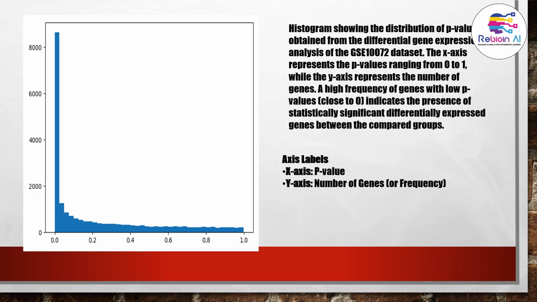In contrast, genes with higher p-values are less likely to be significantly differentially expressed overall. The histogram confirms that the dataset contains a substantial number of significantly differentially expressed genes, supporting the reliability of the subsequent analysis such as volcano plot, heat map, and pathway enrichment studies.